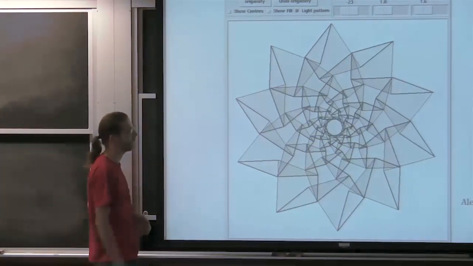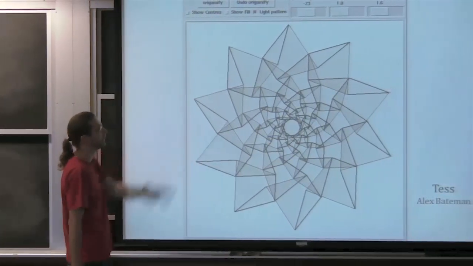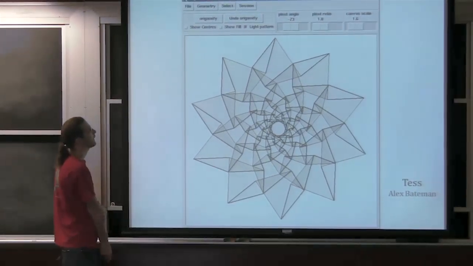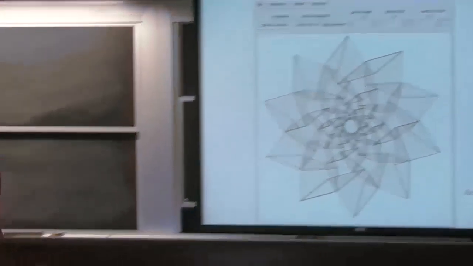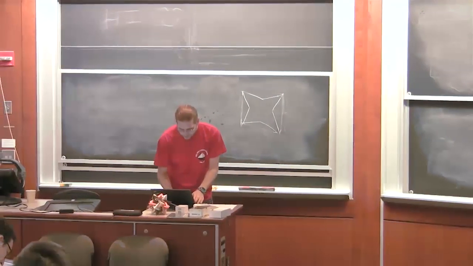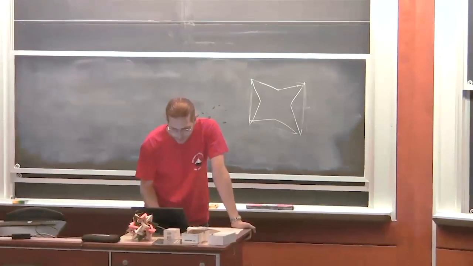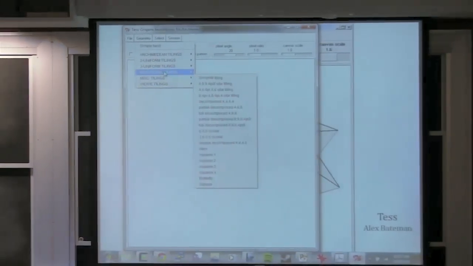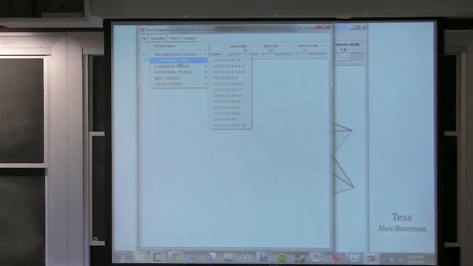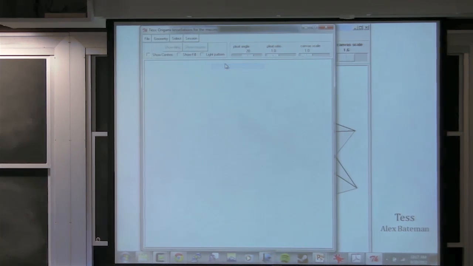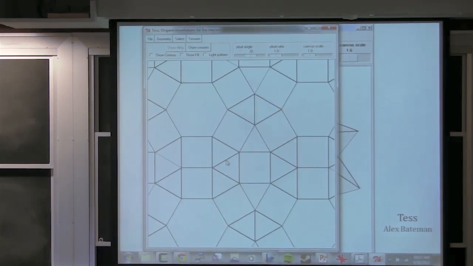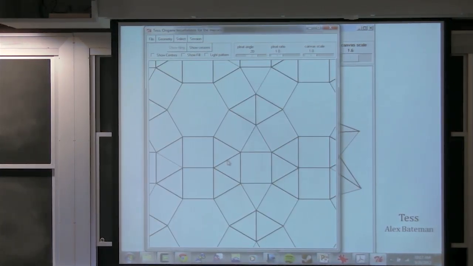And if you want to play with these, there's software called Tess, freely available online, and I'll show it to you. It lets you design things like this, following a particular algorithm. So you start with some geometry, and I don't really know these by heart. So it has a fixed set of geometries you can play with. Maybe we'll try this one. And you get a regular 2D tessellation of polygons.